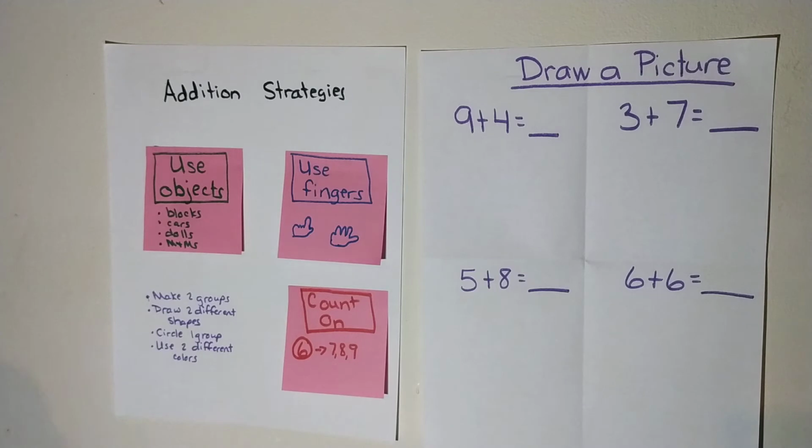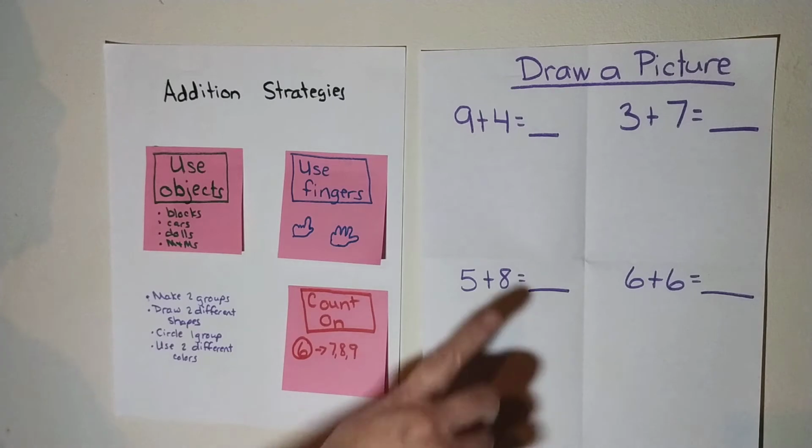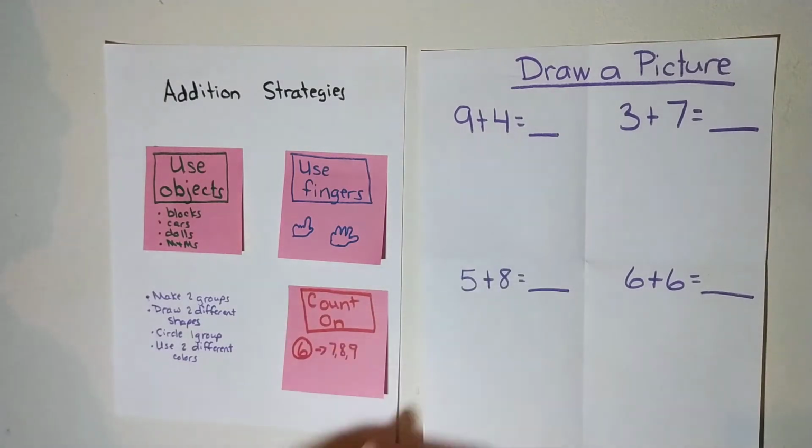All right, let's go over here to our problems today. You'll need some kind of paper or something to write on. Dry erase boards work great, paper, whatever you can find. All right, and let's get started. I'm going to start with 9 plus 4.